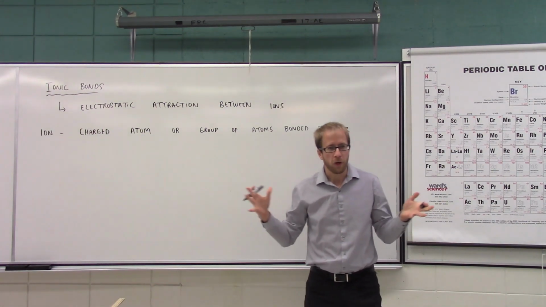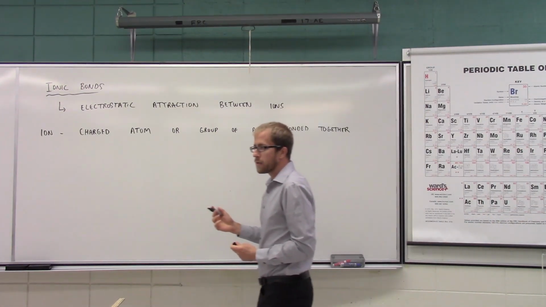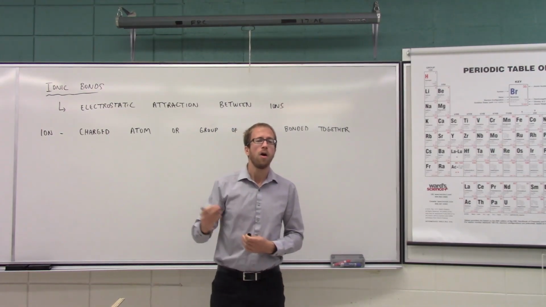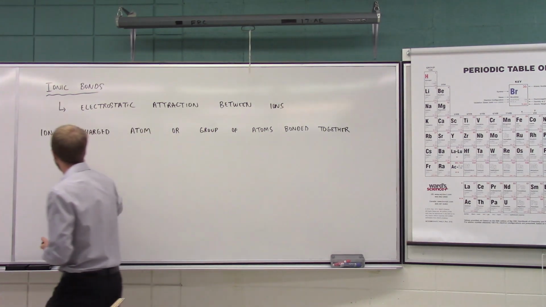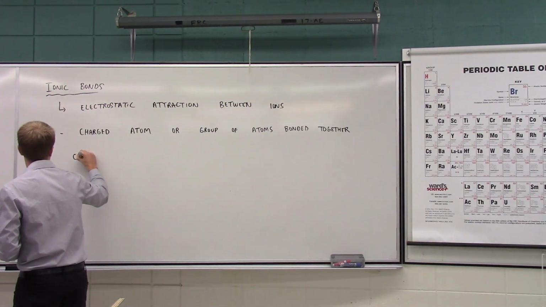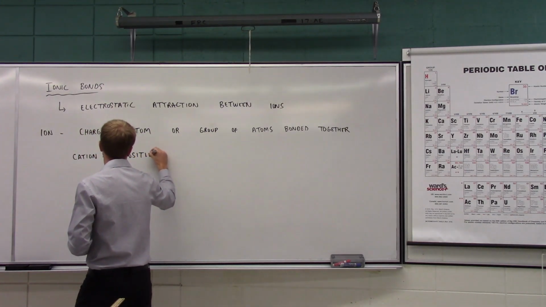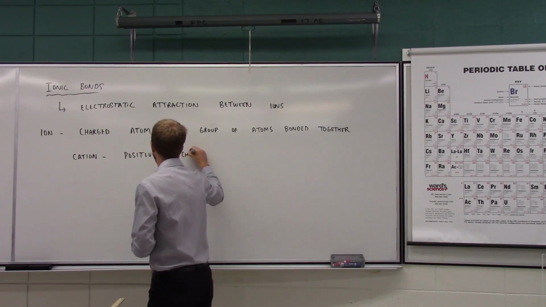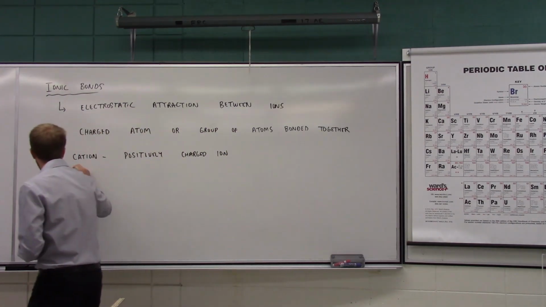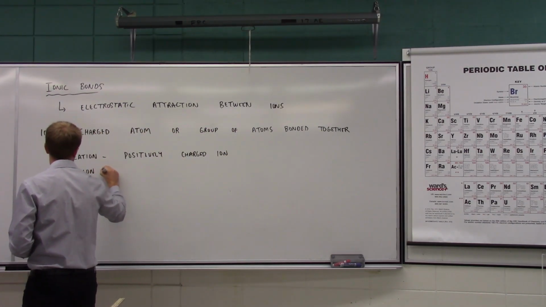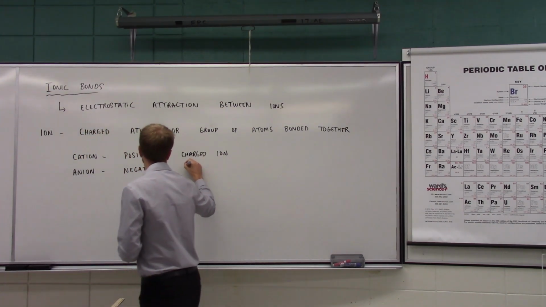Now, what are the two different charges you learned about in grade 9? Positives and negatives. So ions can have a positive or negative charge. We call positive ions cations. Okay, so a cation is a positively charged ion, and an anion is a negatively charged ion.